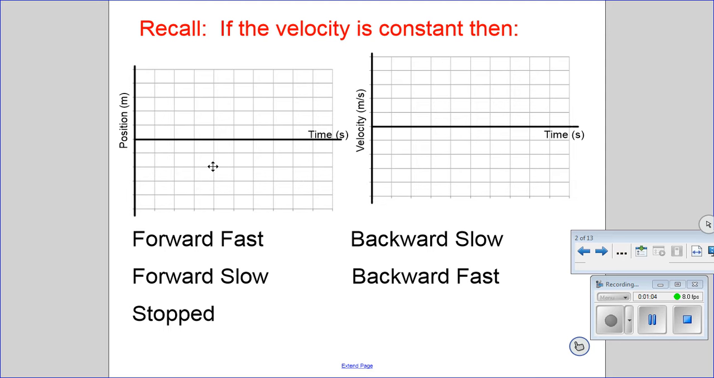So in a minute, I'm going to draw all of these different objects. An object moving forward fast, forward slow, backward fast, and backward slow, right? The ones that are moving forward are going to slope uphill. The ones that are moving backward are going to slope downhill.